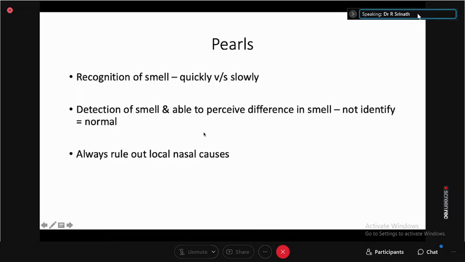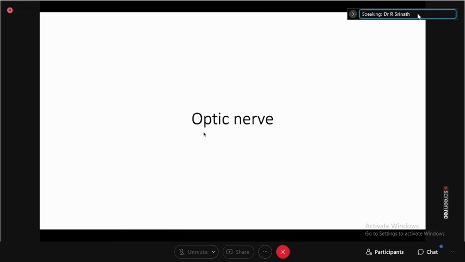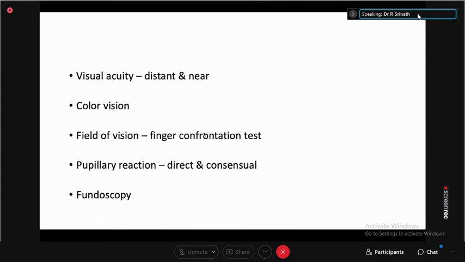And before branding any abnormality in the olfactory nerve examination, one should always rule out the nasal or local causes, because rhinitis, rhinosinusitis, atrophic rhinitis are some of the common causes. Polyps are some of the common causes of anosmia or parosmia. Now coming to the optic nerve. Optic nerve examination includes various subheads.